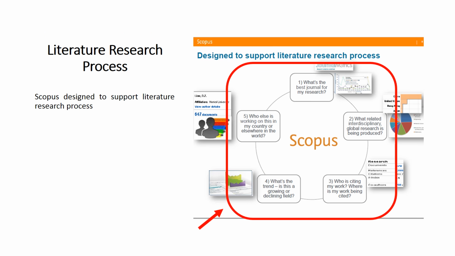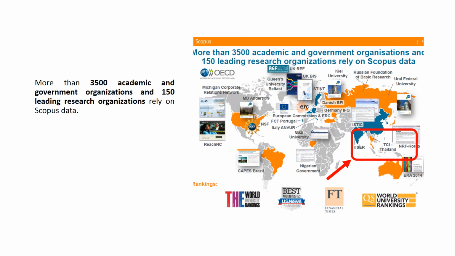Scopus supports the literature research process. Scopus supports researchers and authors with searching for relevant topics or articles during the literature review phase. Decide where to publish. Analyze the top journals and authors in your disciplines. Find information to support your grant or other applications. More than 3,050 academic and government organizations and 150 leading research organizations rely on Scopus data.